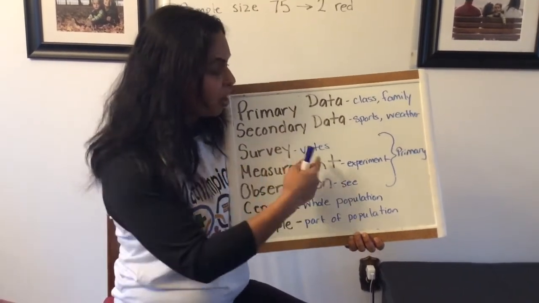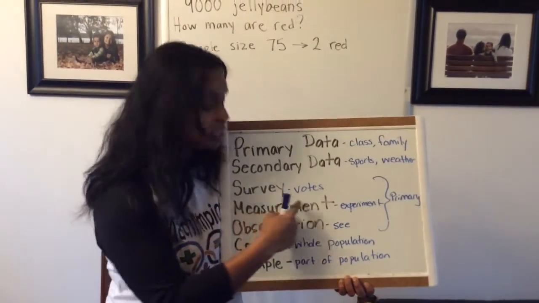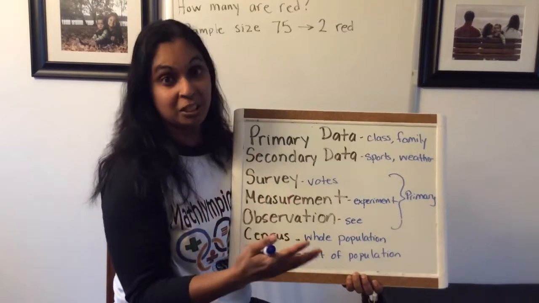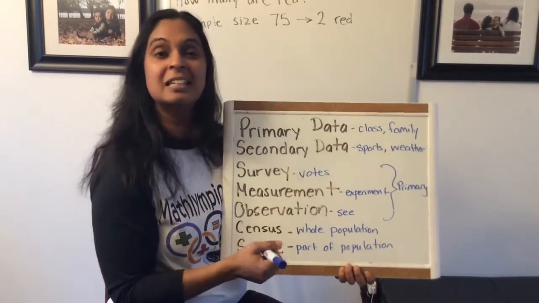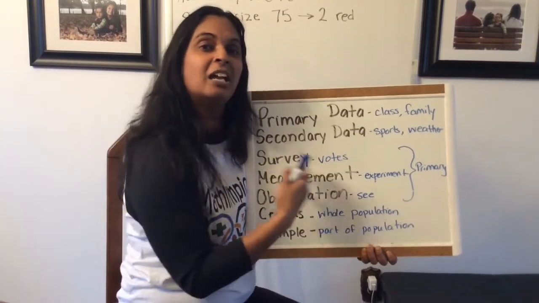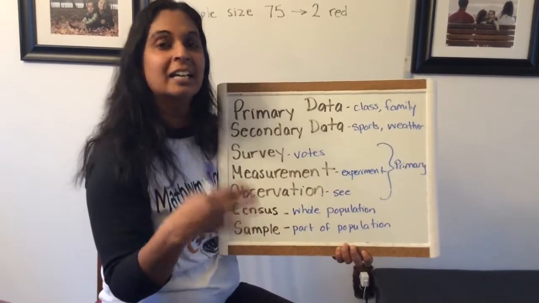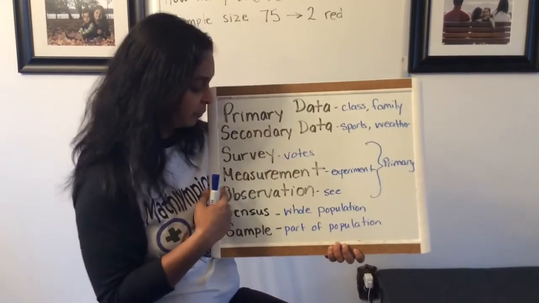So if you want to do something that involves people taking a vote, you might want to do a survey. We're very familiar with surveys. We've done some in class, and we've studied surveys in the past. So collecting votes and asking a survey question and collecting your data using a tally chart, things like that, that would be doing a survey.